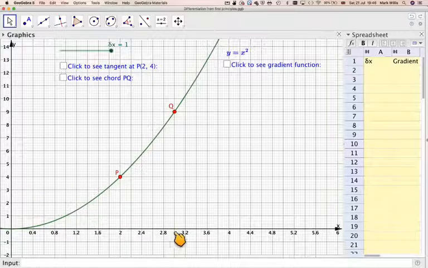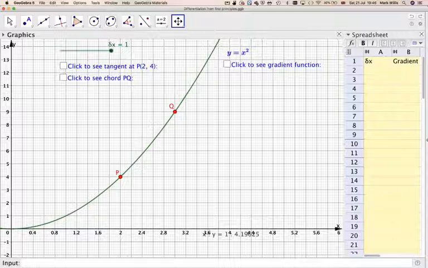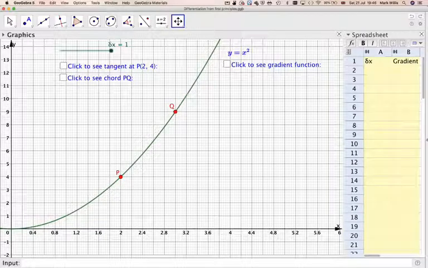If we look at the other point here, when x is 3, y will be 9.